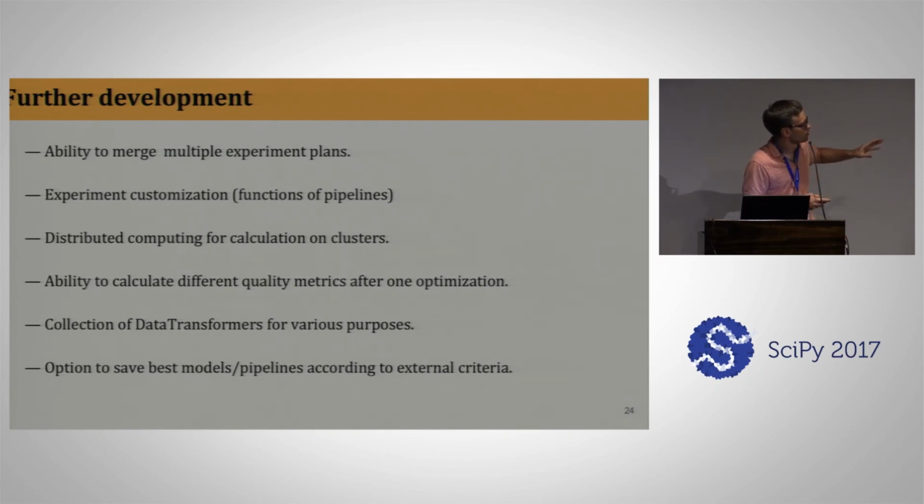Distributed computing for calculations on clusters, and the ability to calculate different quality metrics, because right now Reskit solves an optimization problem for each of the provided metrics. So if you provide accuracy and area under a curve, it will optimize by grid search by accuracy and show you the best results. But maybe you want to optimize by area under a curve and report, for example, recall, precision, and the area under a curve. So it would be nice to have a collection of transformers for various purposes. There are a lot of things to improve.